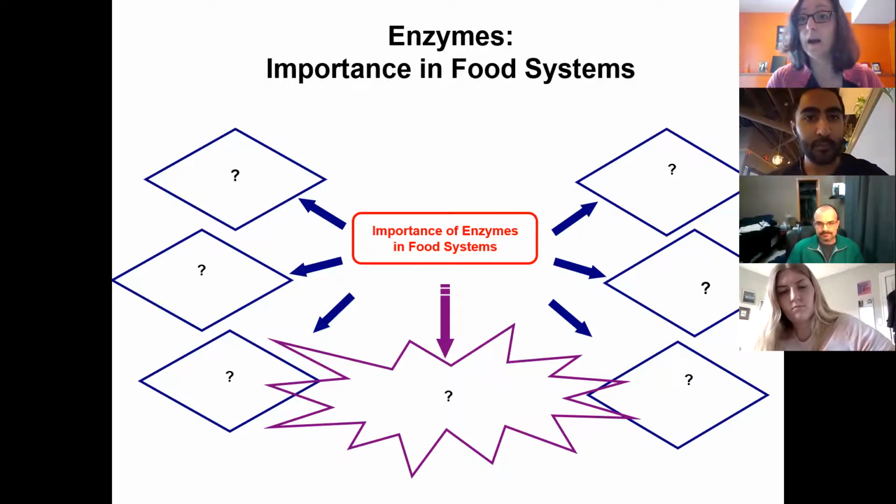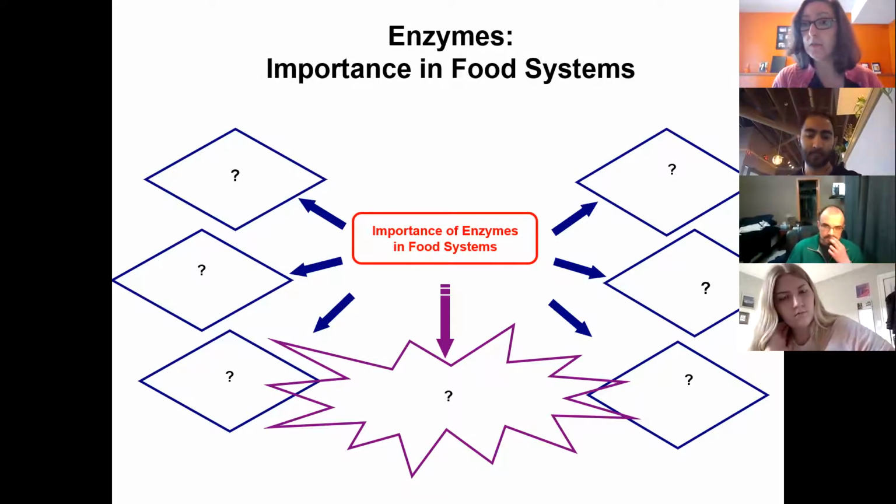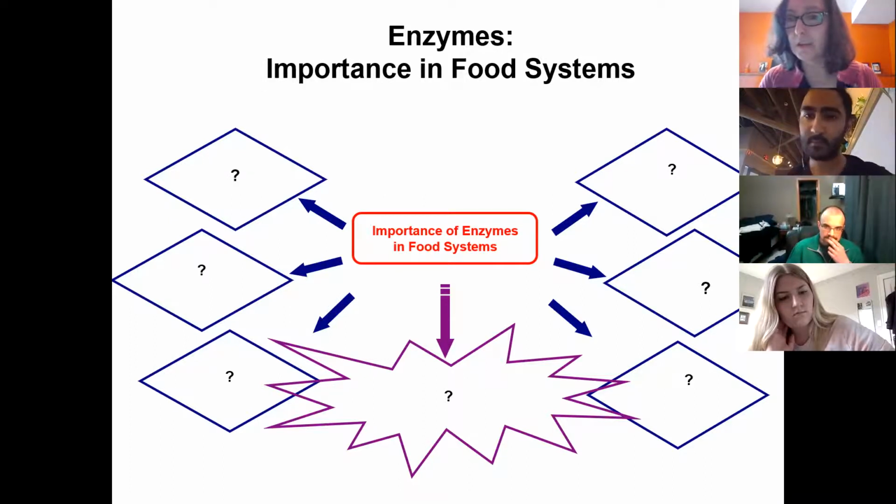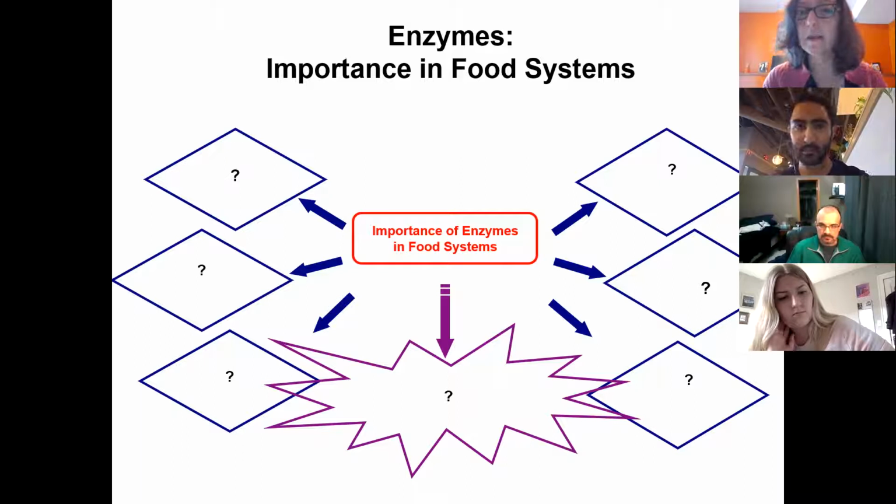so producing high fructose corn syrup. So we have to break down the starch into glucose and then use isomerase to produce fructose. So there you go. You have a lot of enzymes there. Great. What other examples you can think of?